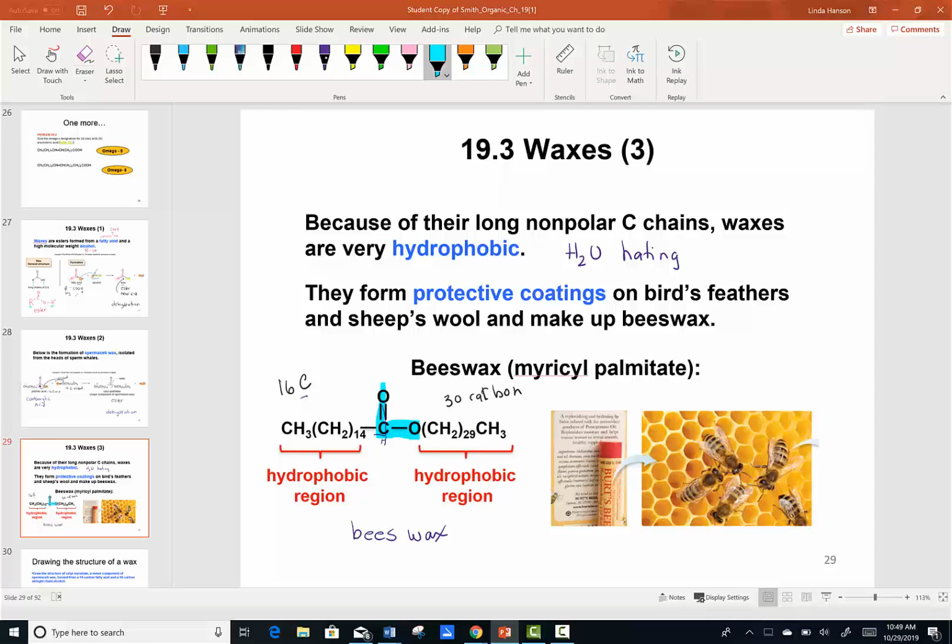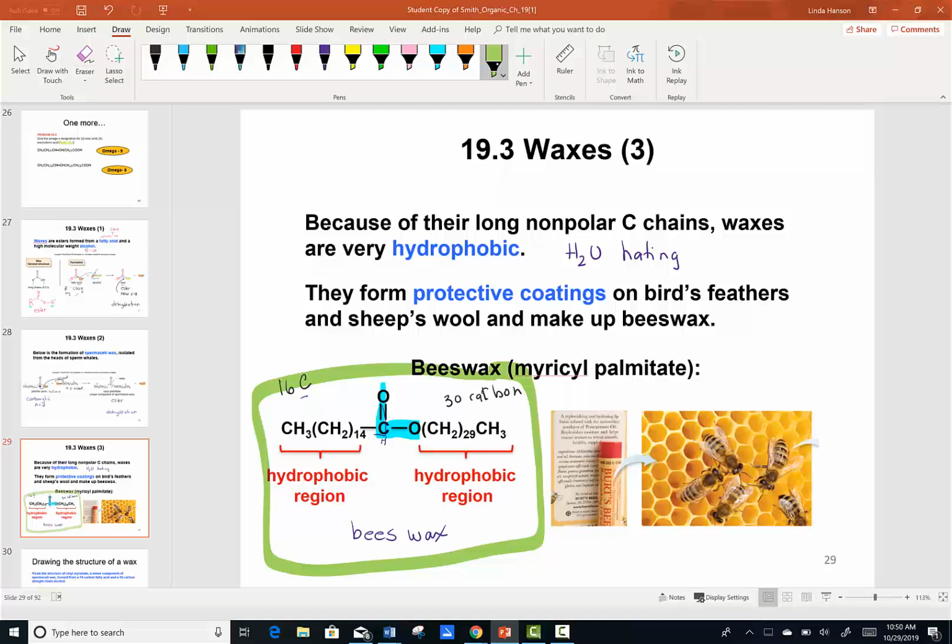So our general structure of beeswax, all you had to do was draw its general structure, where we see a 16 carbon original carboxylic acid attached to a 30 carbon original alcohol to create a long carbon chain known as beeswax.